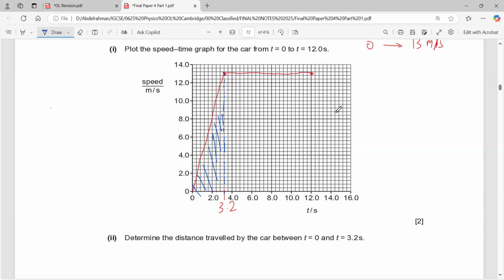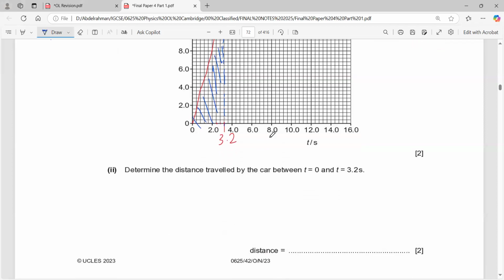Can I find the area? Yes, it's the area under the graph. Write down: area under the graph. This is a graph of a triangle.